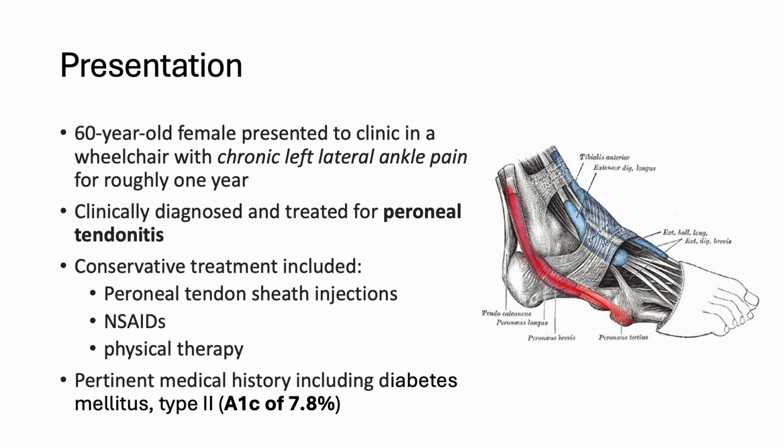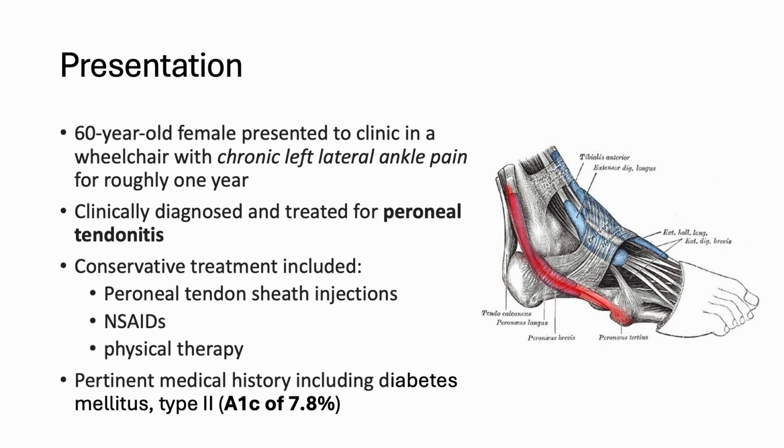Our patient was a 60-year-old female presenting with chronic left lateral ankle pain for roughly 1 year, where she had been diagnosed and treated for peroneal tendinitis, conservatively treated with NSAIDs, physical therapy, and intermittent peroneal tendon steroid sheath injections. She presented in a wheelchair and noted that she can no longer work as a cleaner, no longer go upstairs, and despite this conservative treatment, she's had persistent pain.